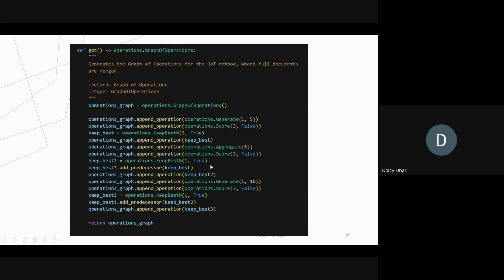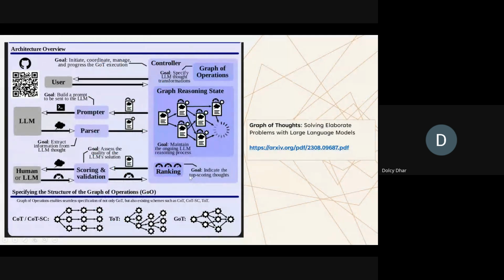Graph of operations is nothing but your controller taking in instructions. Graph of reasoning state would be the current state, where the controller thinks, okay, step 1 has gone, the LLM has given this answer, what should I do? So graph of reasoning state is the entire current scenario in which the controller is acting on the LLM and getting the response. I hope it is clear.